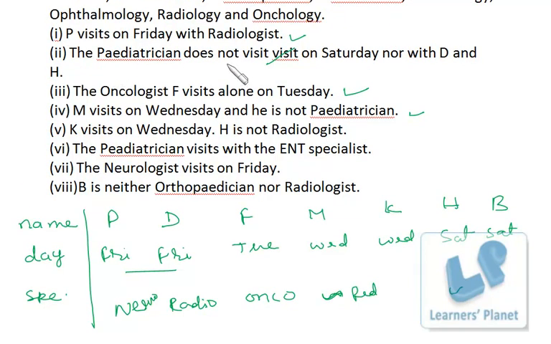Now we come over here. The pediatrician does not visit on Saturday. That means pediatrician cannot be over here. And M is not pediatrician, that is already given. That means K is pediatrician. And pediatrician visits with ENT specialist. So M has to be ENT specialist. Now we are left with two things. One is orthopedician and now B is not orthopedician. That means H has to be ortho. And the remaining profession, that is ophthalmologist. So B is eye doctor. Now the table is complete.